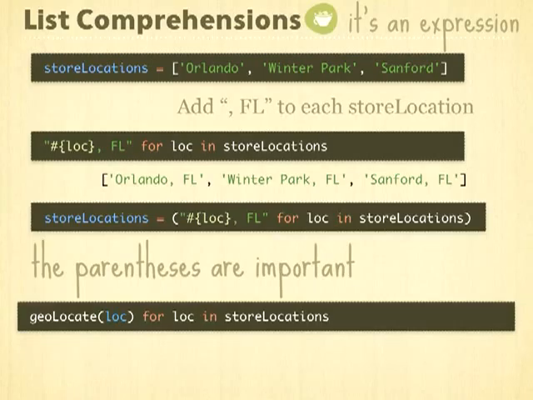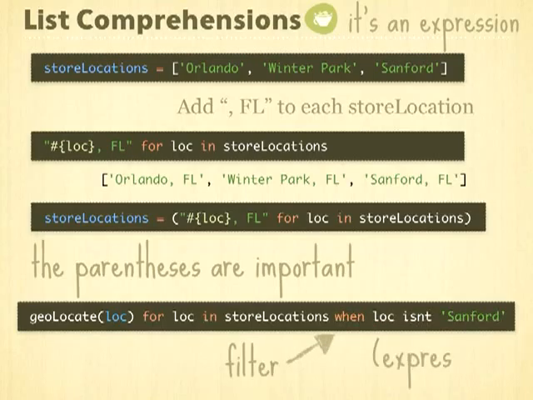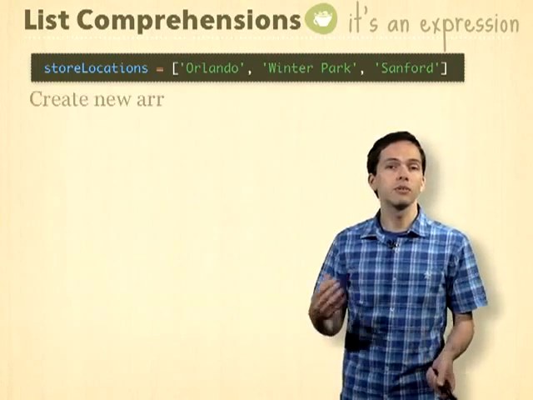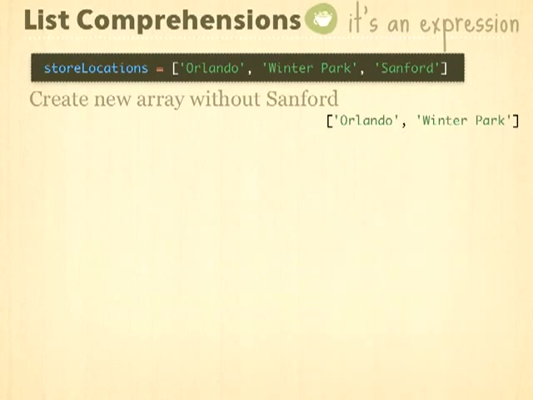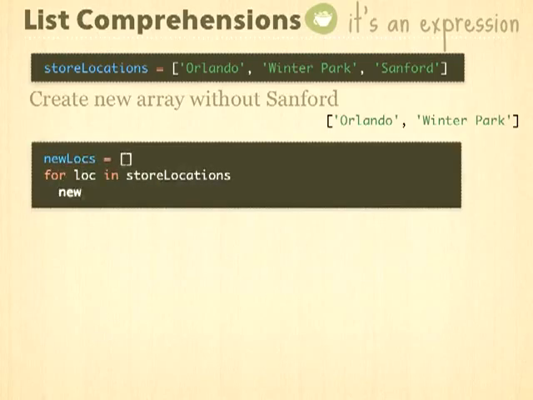Another list comprehension example, if we wanted to call the geolocate function on each of our store locations except for the Sanford location, we could say for location in store locations when location isn't Sanford. That's called a filter, and you can put any sort of expression after a filter. What if we wanted to create a new array, a brand new array, without Sanford? How would we do that? Well, one way we could do that is like this, basically iterating through each item, push that onto our brand new array, and we would have a new array without Sanford.